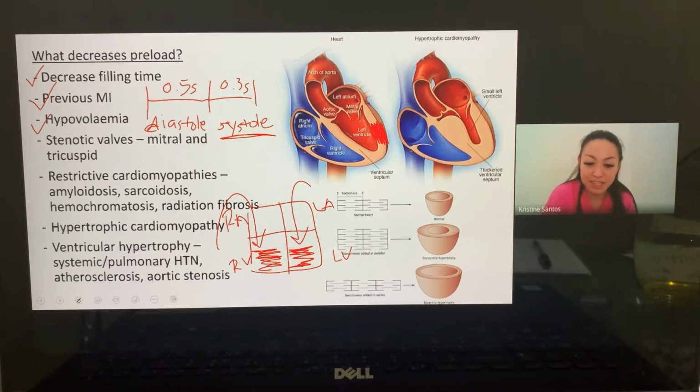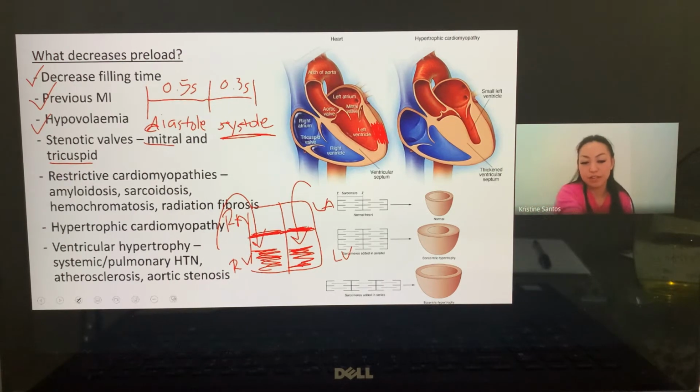The last 20% is because of the atrial kick. So the last 20% of that diastolic filling is because the atria are pumping their blood contents into the ventricles. Okay? So when we have mitral and tricuspid valve stenosis, the mitral valve is on the left side of the heart, and the tricuspid is on the right side of the heart. If we have stenotic valves, which means they are narrow and really hard to open, so they're very rigid, narrow, they just don't want to open at all.